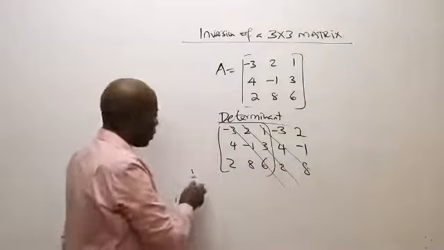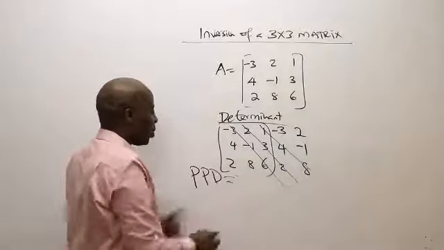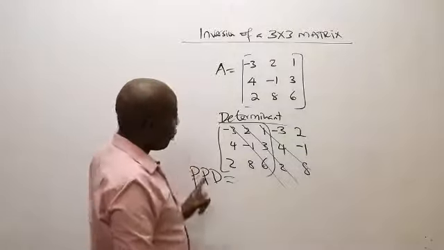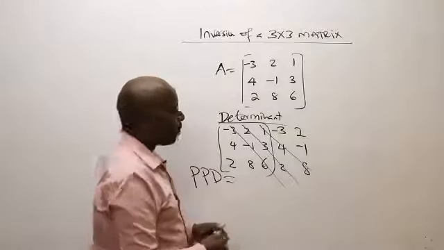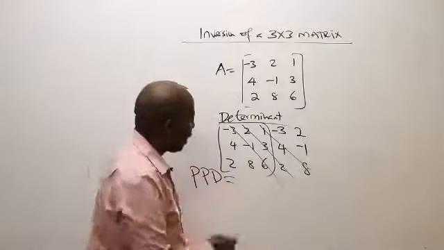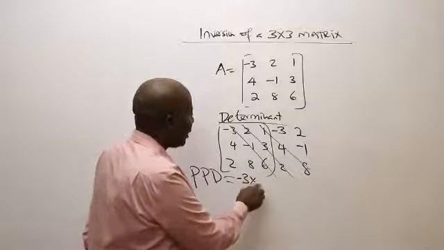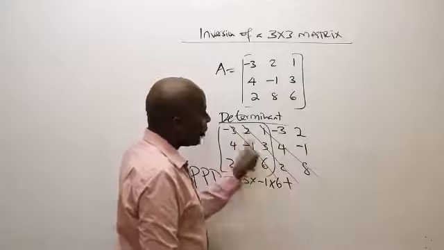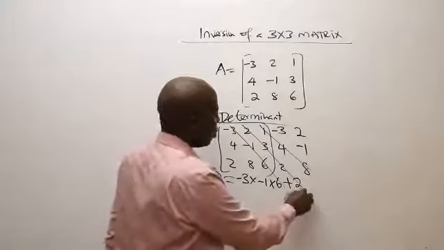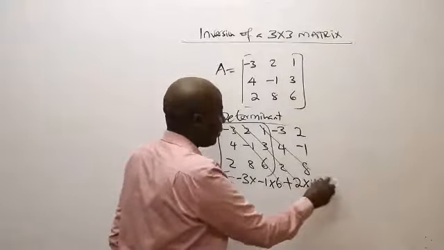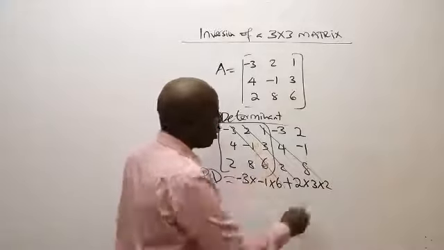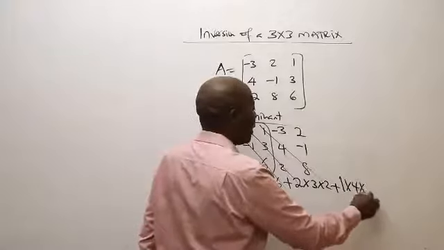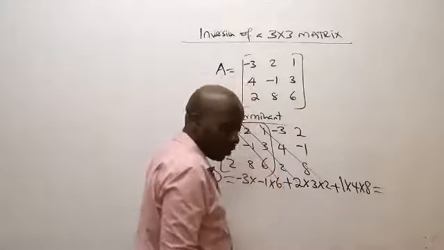So we have what we call the PPD, product of primary diagonal. Product means you multiply. So we have here -3 times -1 times 6, plus the next diagonal, 2 times 3 times 2, plus we have here 1 times 4 times 8.